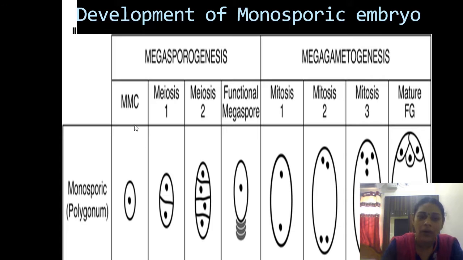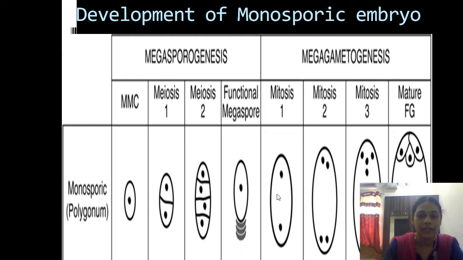In meiosis, the megaspore mother cell is 2N, that is diploid, but it produces N, haploid megaspores. So the diploid megaspore mother cell produces 4 haploid megaspores. When a cell or nucleus undergoes mitosis, it does not change its ploidy or chromosomal number. What is the ploidy or chromosomal number? You may ask the question.